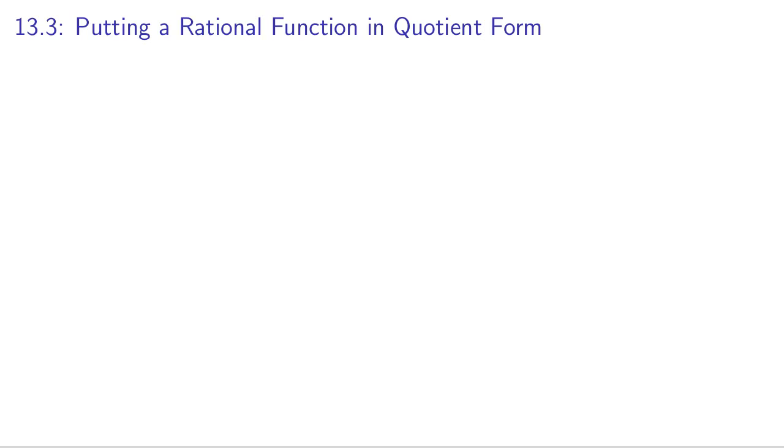Algebra 2, Chapter 13, Section 3. Putting a rational function in quotient form.